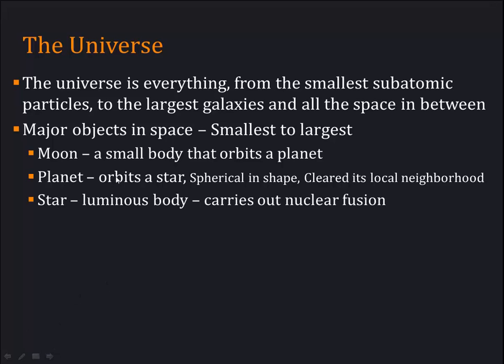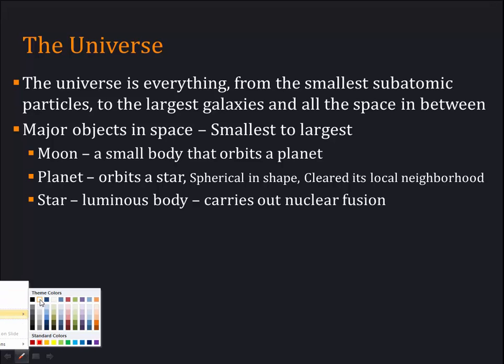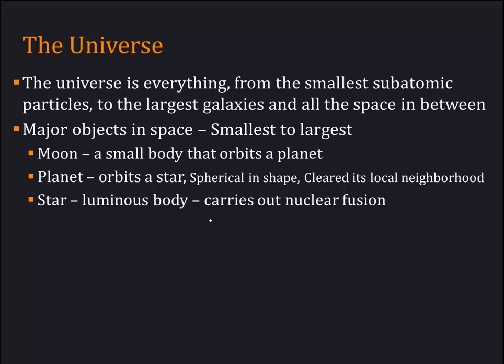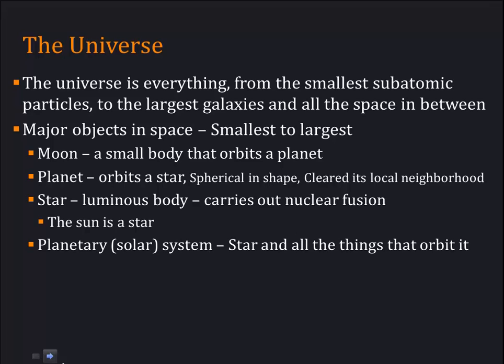Above planets are stars. Okay, stars are giant. They're huge. And what defines a star is that it's a luminous body. Luminous means it makes its own light. So stars shine in the night sky because they make their own light. It carries out nuclear fusion. That's what makes the star so bright and makes you able to see it. It's actually fusing hydrogen into helium, and that produces lots and lots of energy. So that's what we see. The sun is, of course, a star.